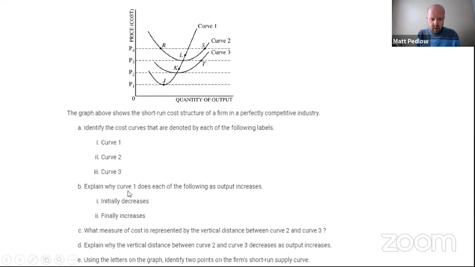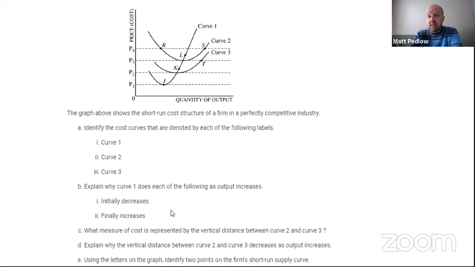B, explain why curve 1 initially decreases and then increases. Okay, let's skip to the second part for a second. We've talked about this today. Why does curve 1 increase? Why does your marginal cost curve increase? Because of diminishing marginal returns. So why would it decrease at first? If you say, because the second worker was better, well, that's not a good explanation. If it's diminishing marginal returns that causes it to increase, guess what? It would be increasing marginal returns that makes it fall.